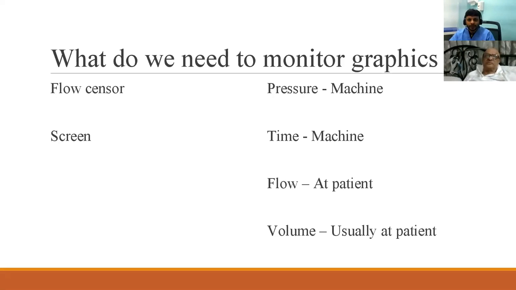We also need to have a screen so that we can see what's happening with these graphics. So the primary parameters that are measured are pressure and time, which are measured at the machine end of the ventilator. Flow and volumes are usually measured very close to the baby, because this is where the flow sensor comes into the picture. Because these are very small, very sensitive parameters, they are measured as close to the patient as possible.